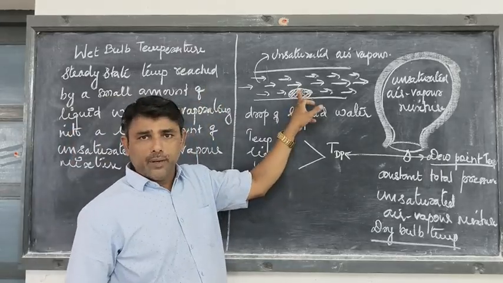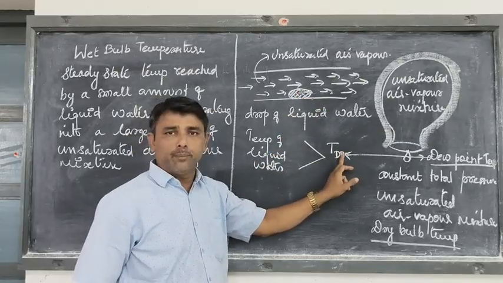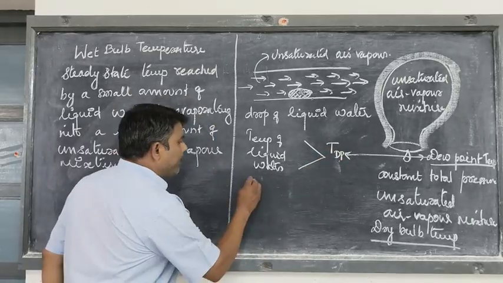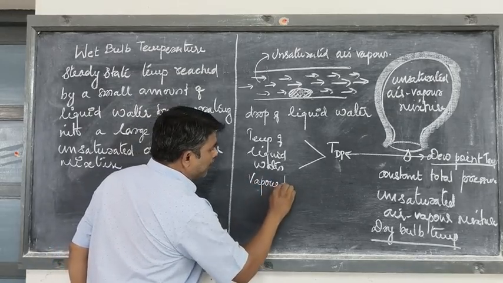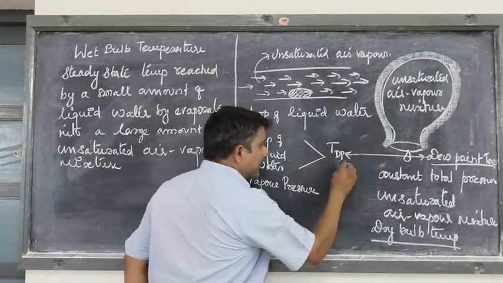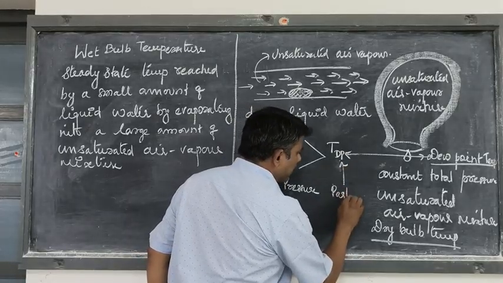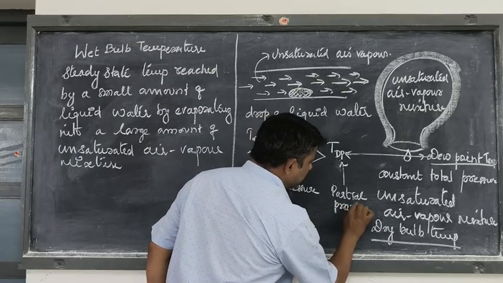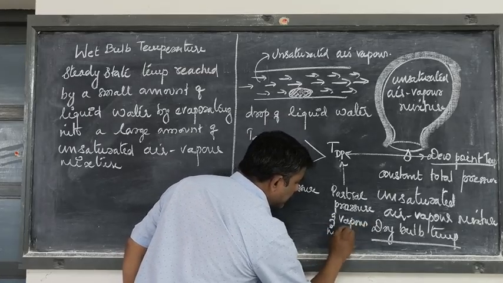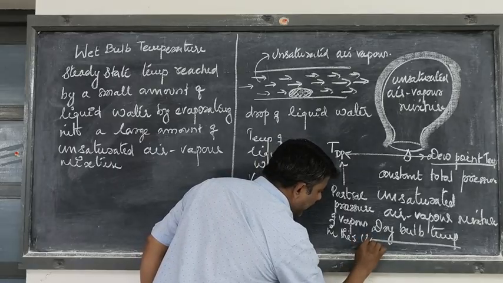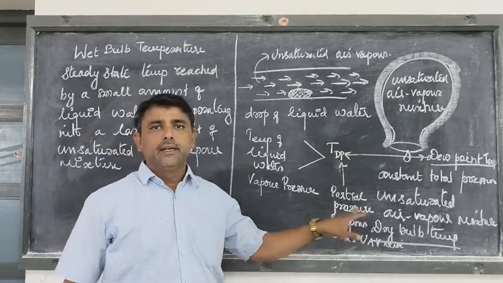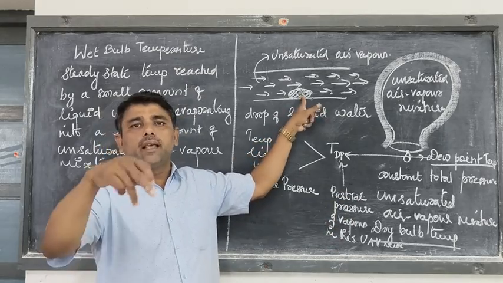Now if the temperature is greater than the dew point temperature, it indicates that the vapor pressure of liquid water is greater than the partial pressure of vapor in this unsaturated air vapor mixture. That means vapor pressure is greater than partial pressure. It indicates that this liquid water will evaporate.